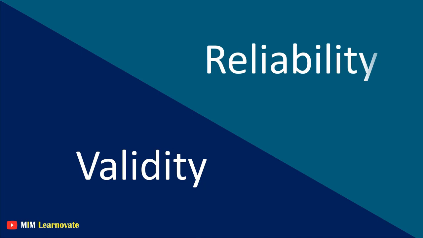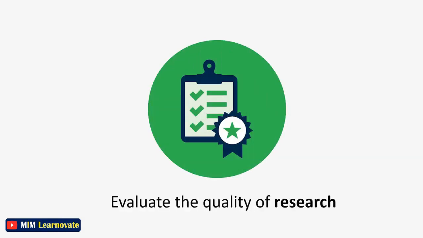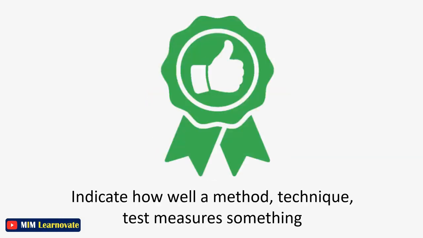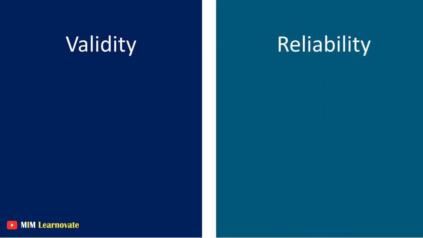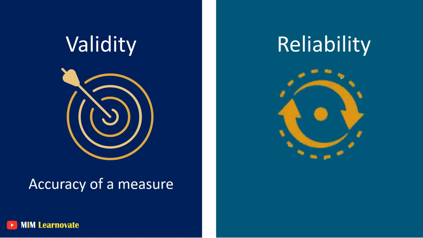Difference between validity and reliability. Reliability and validity are concepts used to evaluate the quality of research. They indicate how well a method, technique, or test measures something. Validity refers to the accuracy of a measure, whereas reliability refers to the consistency of a measure.